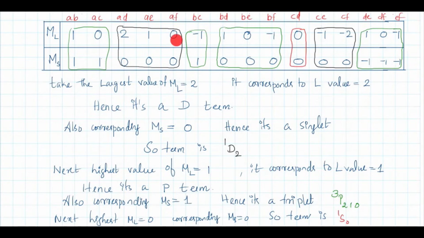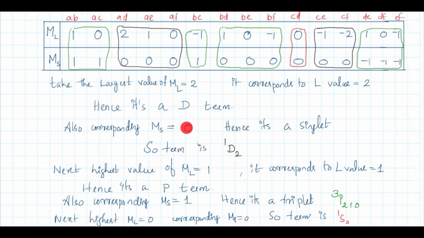So this is actually a D term. If it is L value 1, it will be a P term. L value 3, it is an F term, like that. For L value 2, it is a D term. And for 2, what is the corresponding MS value? It is 0. For the largest ML, the corresponding MS is 0.